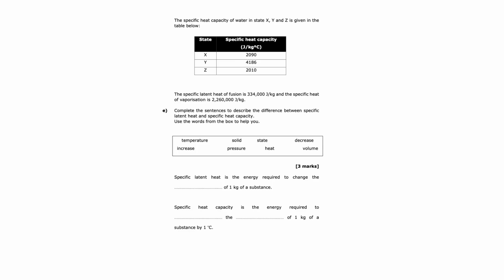Okay, so these are a pair of definitions that we really need to learn. And so if, when I tell you these definitions, you don't actually have them memorised, then this is the perfect model answer to put on some flashcards and just go away and get learning it. Okay, so let's look at this. Specific latent heat is the energy required to change the something of 1 kilogram of a substance.